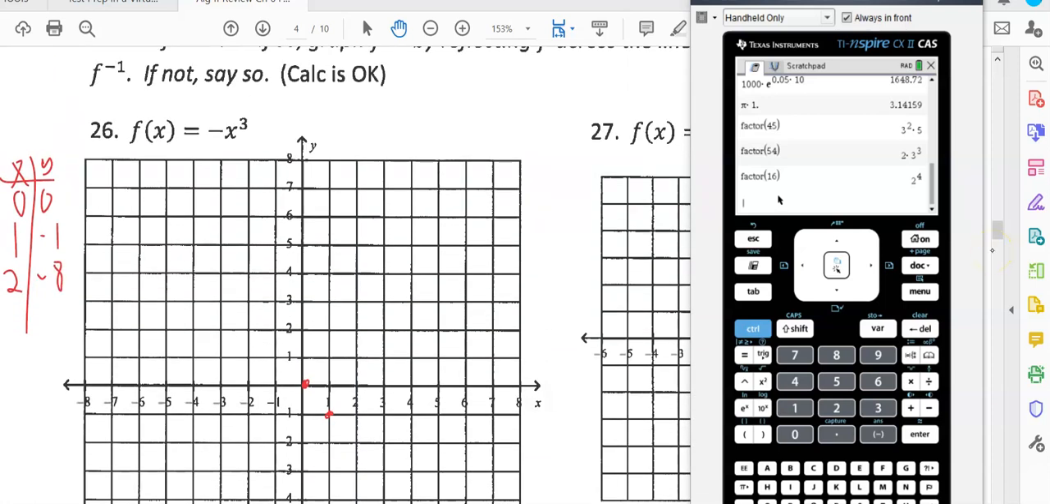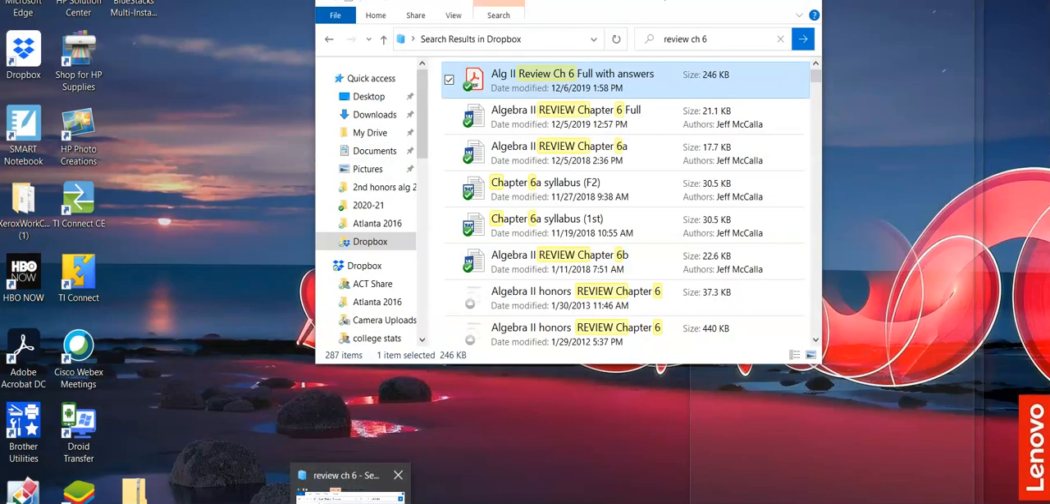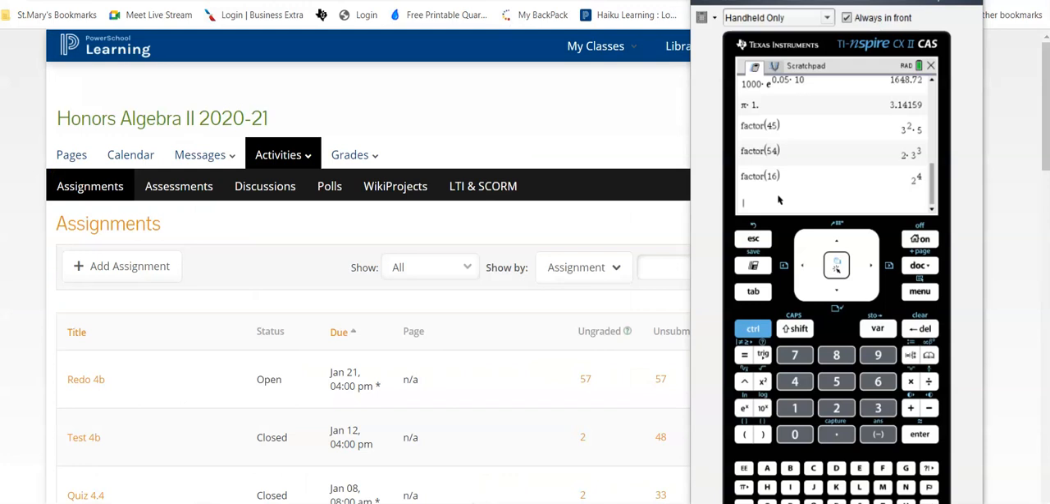2, negative 8. If I plug in negative 1, I get negative 1, which is positive 1. If I plug in negative 2, I get negative 8, which is positive 8. Negative 2, 8. So the graph of this has this kind of look to it. Something roughly like that.